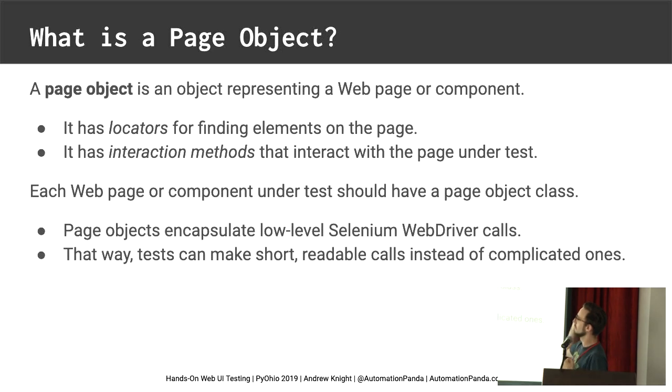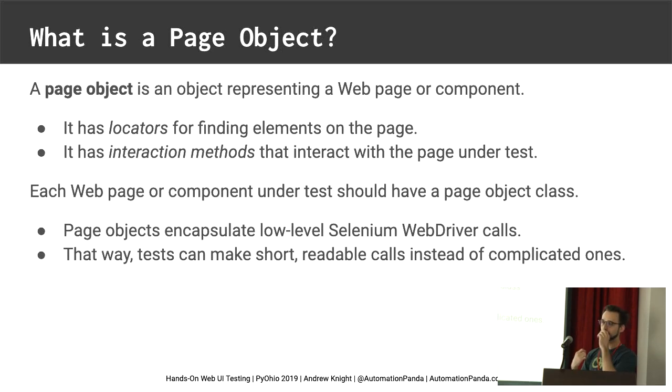It's awesome. So a page object is an object representing a web page or components. Fairly straightforward, right? It has two major things. It'll have locators for trying to find elements on the page, and it will also have interaction methods that interact with the page objects, right?